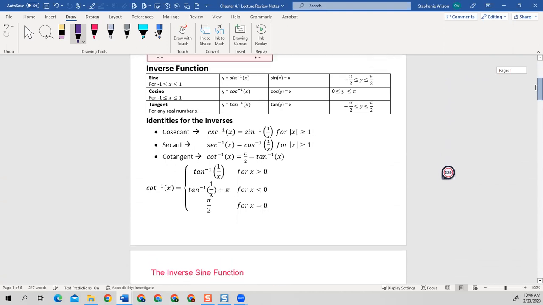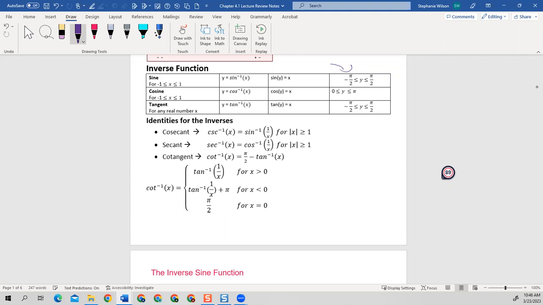This next table is showing you what the inverse functions are for sine, cosine, and tangent, and where they fall on the unit circle, which makes sense since sine is the y value on the unit circle. It does fall from negative pi halves to pi halves. And then cosine falls from 0 to pi. And then tangent, since it's sine over cosine, it's going to fall on the y values as well.